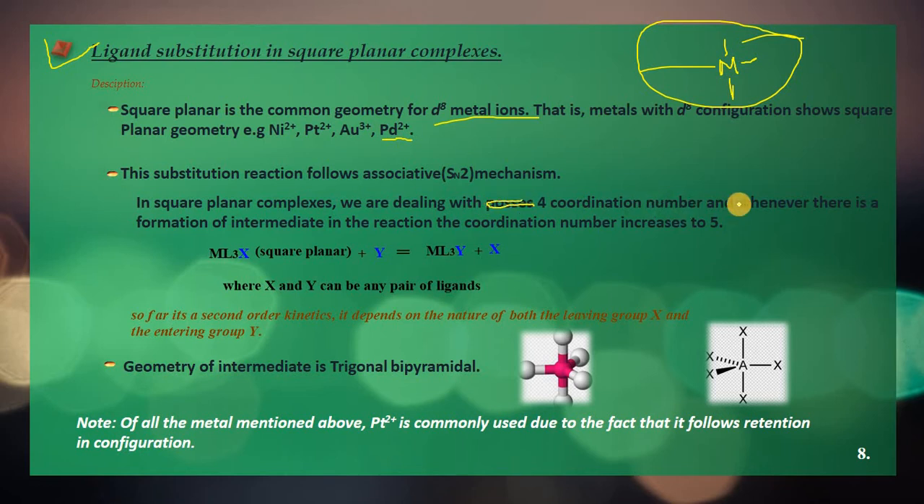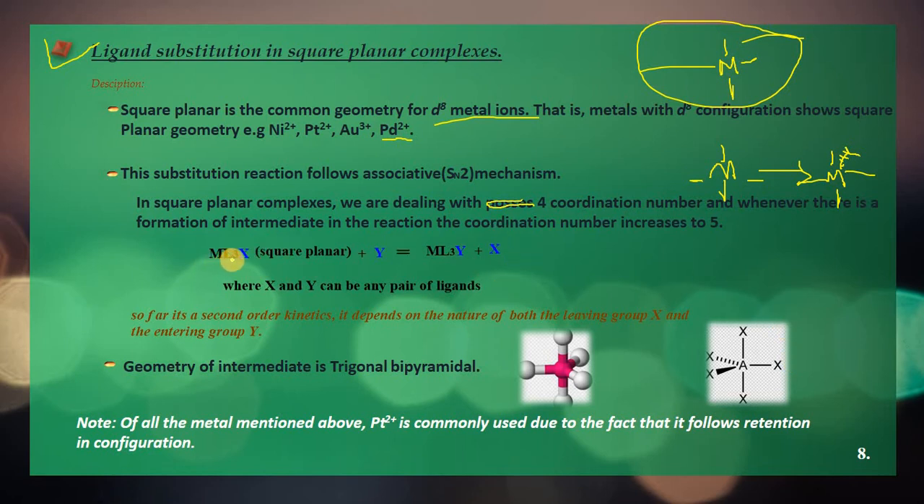We are dealing with 4 coordination number, and whenever there is a formation of intermediates in the reaction, the coordination number increases to 5. Yes, we can see this is 4, like I said: 1, 2, 3, 4. So it further moves and gives rise to M: 1, 2, 3, 4, 5. But it will be like a broken line. I'm able to illustrate it here, but I will explain further.